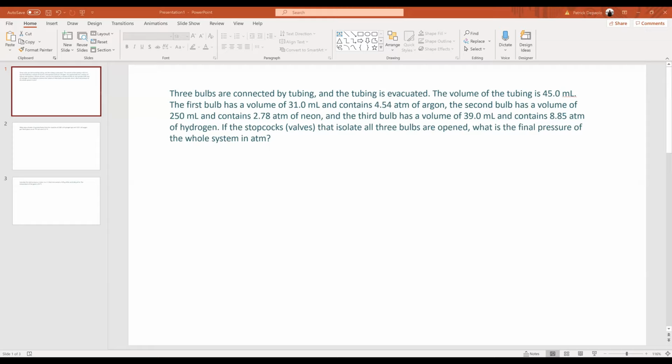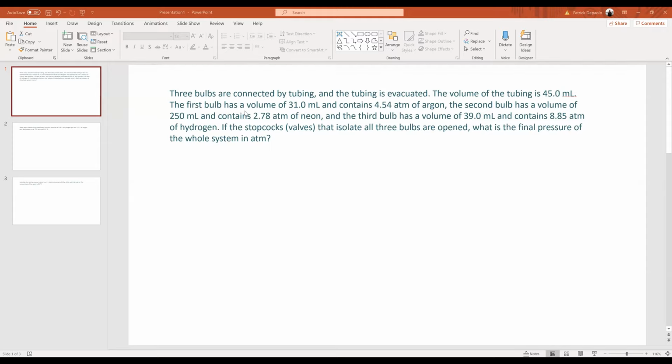In this video, we're going to do some rather difficult gas problems. So I'll start with the first one. 3 bulbs are connected by tubing, and the tubing is evacuated. The volume of the tubing is 45 milliliters, and evacuated means that initially the tubing has no gas in it. So it's empty tubing, and it has 45 milliliters of volume.